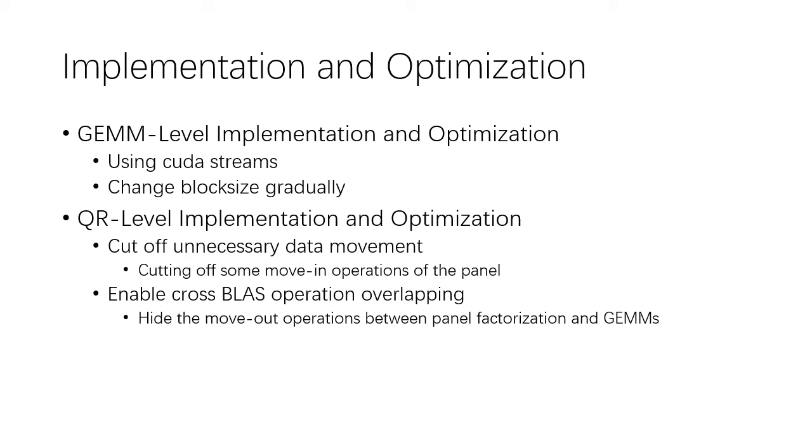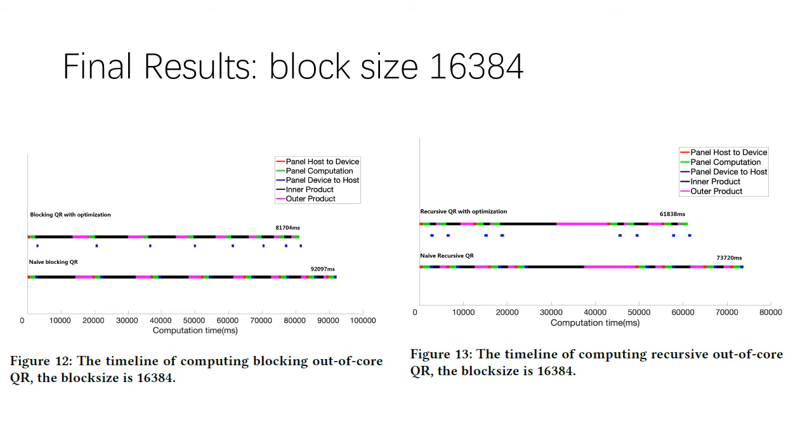The implementation and optimization are quite simple if you use CUDA streams. Another trick that can be used is gradually increasing the block size to reach the right overlap ratio in the first block. Actually, we can get around 2 teraflops increment when we are using this trick. The QR level optimization means the interaction between the panel factorization and gems. We need to cut off unnecessary data movement and use different streams to overlap the data movement. For example, when we are factorizing the first panel, we can let the panel stay on GPU and join the following gems. The final results are shown here.